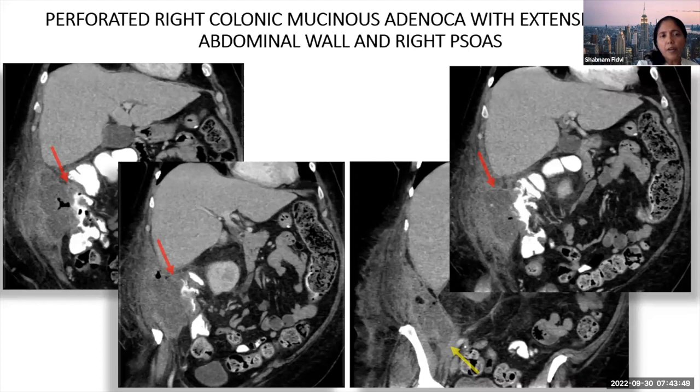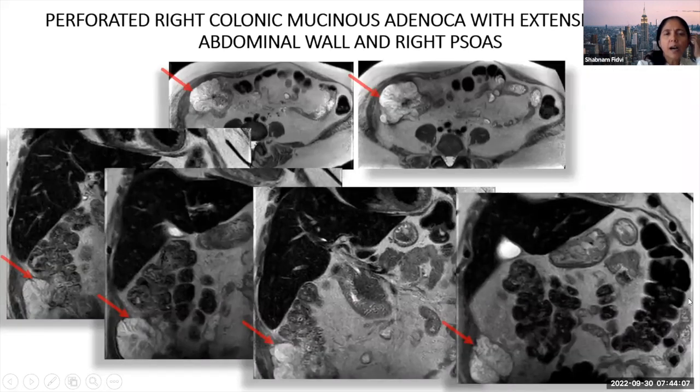Same patient, coronal images from the study, the red arrow again showing the low density mucinous cancer, which invades the abdominal wall, extending into the adjacent subcutaneous fat, and then the yellow arrow showing contiguous psoas involvement.